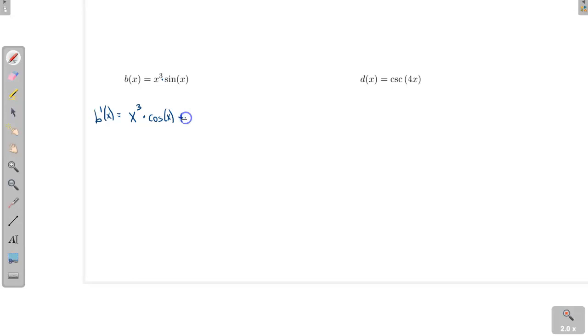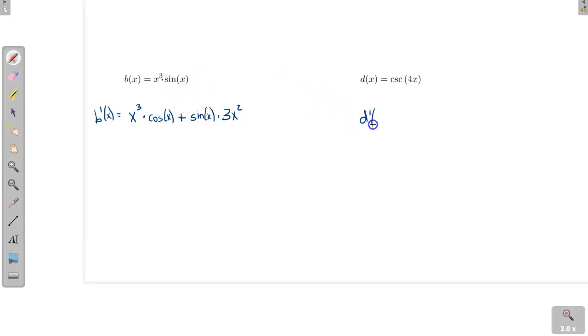Then I'm going to add. I'm just going to switch it around. Now I'm going to keep the second function the same and multiply that by the derivative of the first function. Again, no simplifying necessary for this test. Just want to make sure you remember the product rule, you know your sine, cosine derivatives.